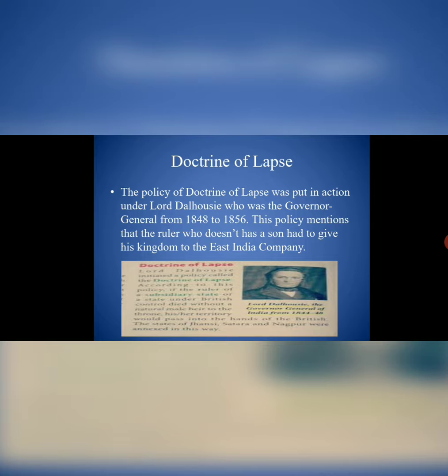Many of the states did not provide support to the British in this policy, because it was accepted that any adopted child or any other person, like the minister or anyone else, can be made the king of the kingdom if the king doesn't have any son. So many of the people did not like this policy, including Jhansi, the queen of Jhansi.